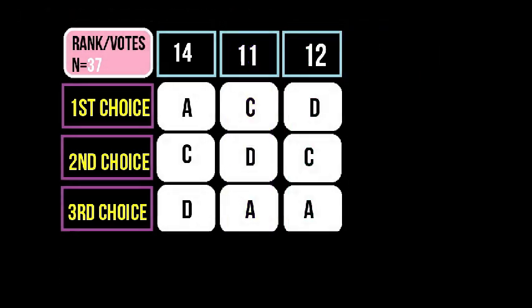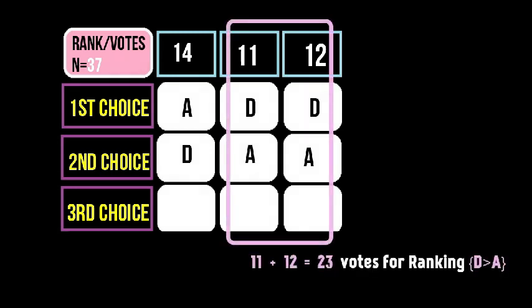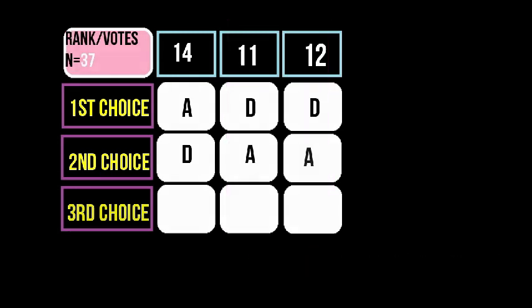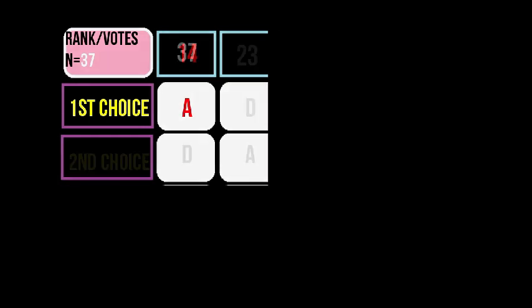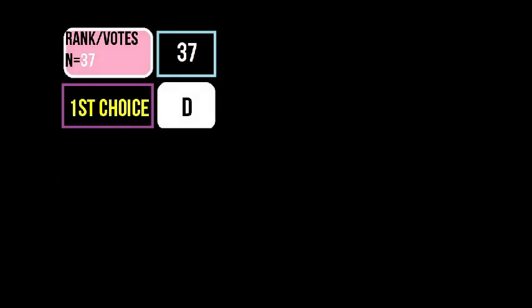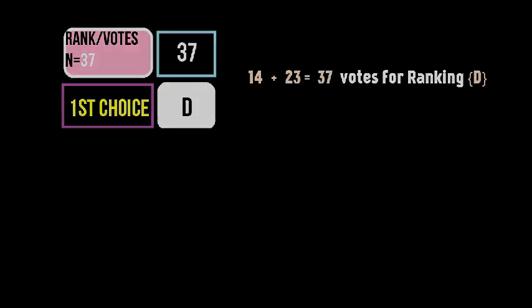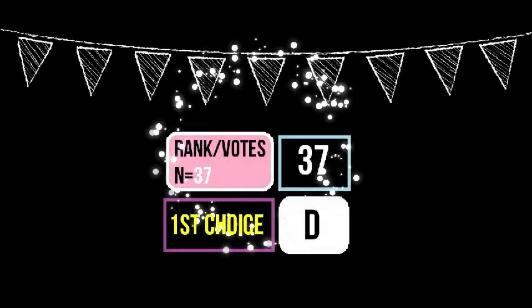We do this again by eliminating the next candidate with the least votes, which is C in this case. We then eliminate C and combine the identical second and third columns, leading us to round 3. Since A has lower first place votes than B, we eliminate A, leaving candidate D with 14 plus 23 votes, which is 37 in total. Thus, from the 3 rounds, candidate D is the winner.